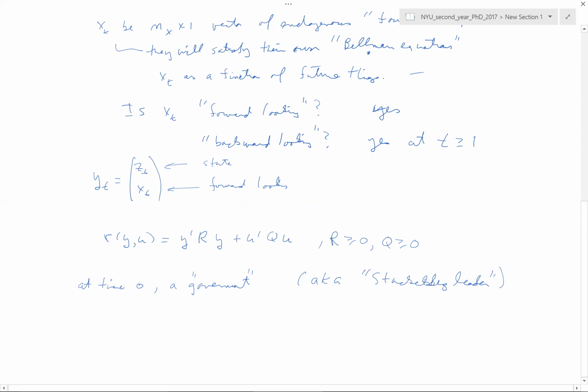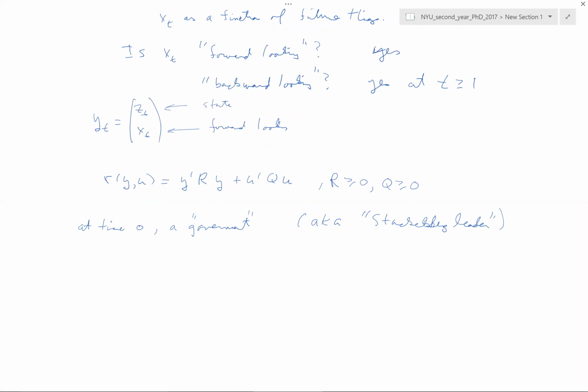At time 0, this government is going to take z0 as given. So there's an initial condition, but not x0 as given. And here's what it's going to do. It wants to maximize. That's what the government wants to do.